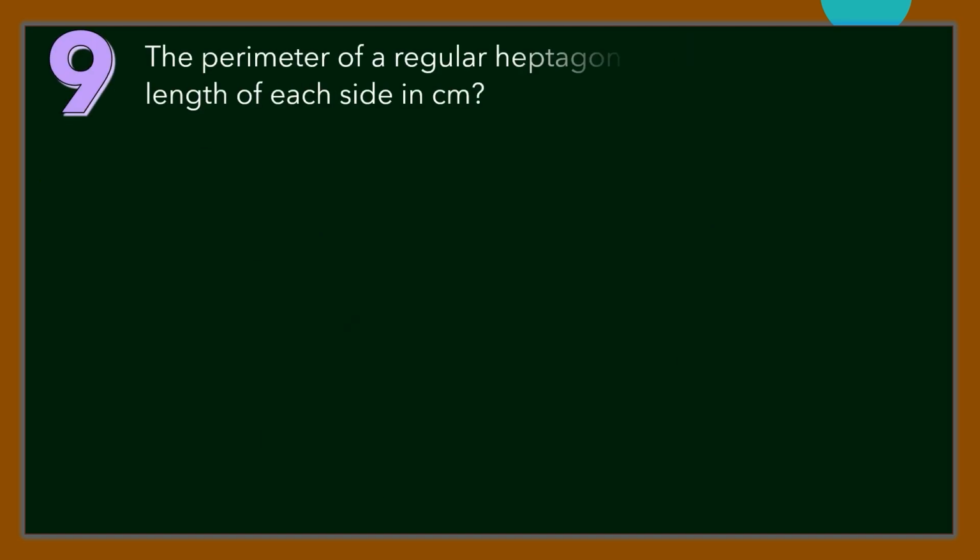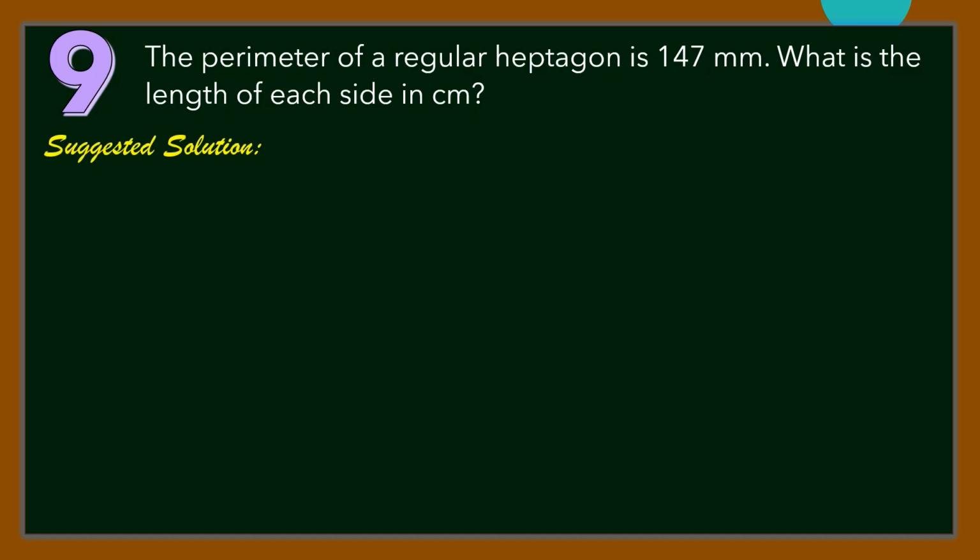Number 9. The perimeter of a regular heptagon is 147 millimeters. What is the length of each side in centimeters? A heptagon is a polygon with 7 sides. And since this is a regular heptagon, that means all sides are of equal length. Then for our solution, 147 divided by 7, and this is equal to 21 millimeters.